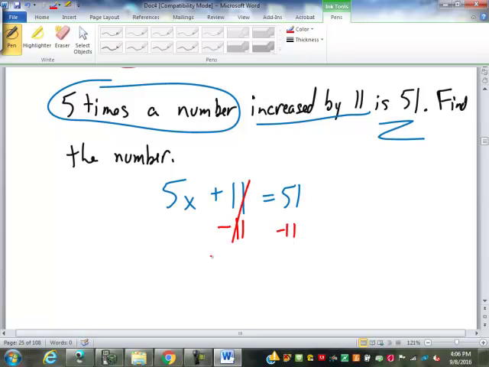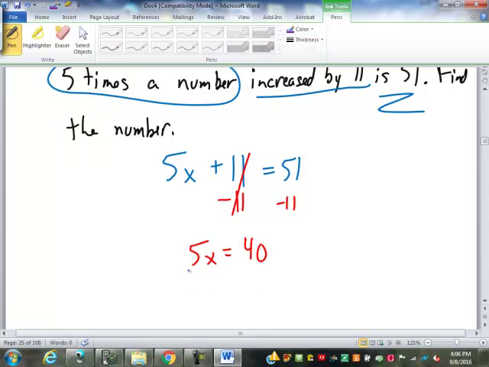Subtract 11. So 5x equals 40. And then divide by 5. 40 divided by 5 is 8. X equals 8.